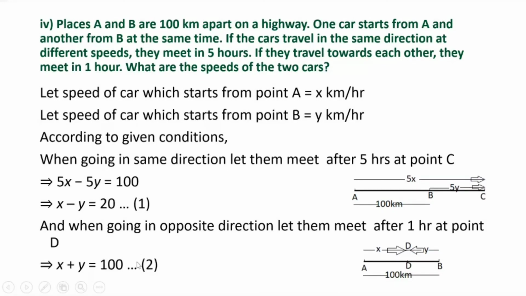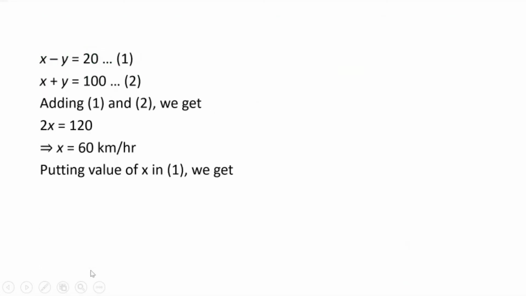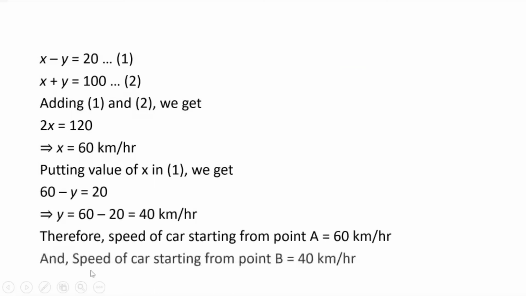I have formed the two equations. I simply add them, and I'll eliminate y. I'll get 2x is equal to 120. I get x is equal to 60 and y comes out to be 40. So my final answer will be: the speed of the car starting from point A is 60 kilometers per hour and the speed of the car starting from point B is 40 kilometers per hour.